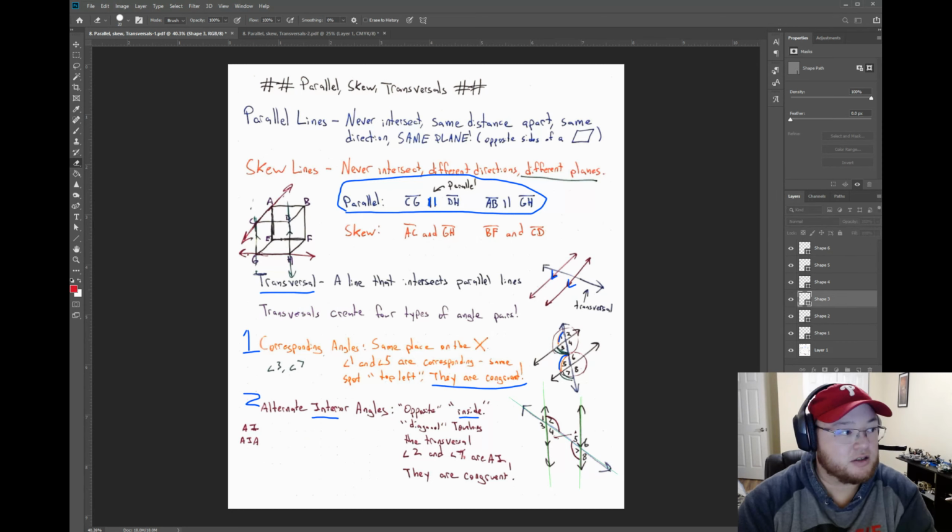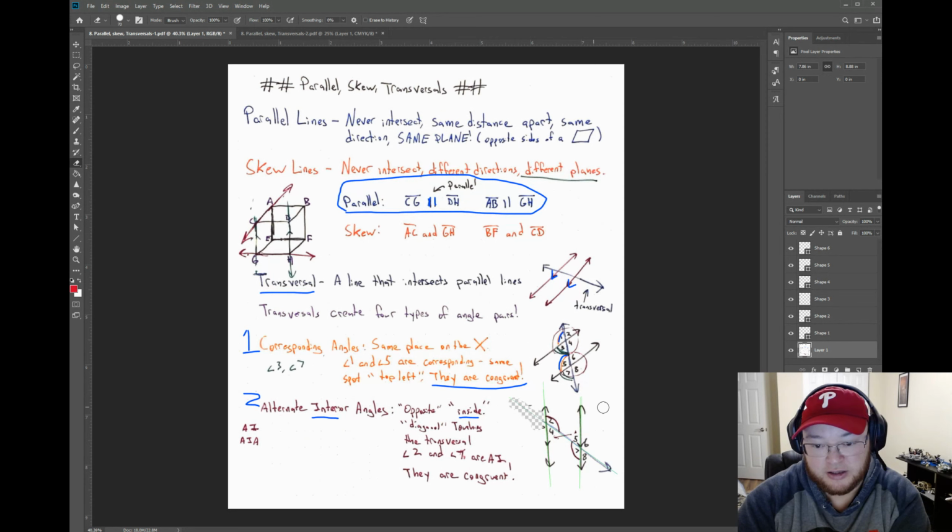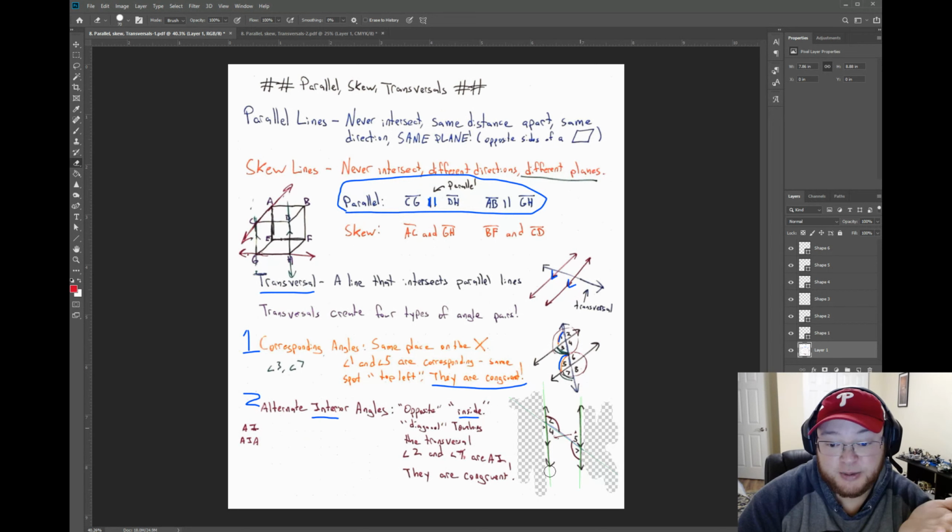You're ignoring everything. Well, that's literally deleting everything on the outside of the lines. So we're only thinking interior. 2 and 7 are alternate interior because they're touching that same middle line, but they're on opposite sides. They're diagonal. And then 4 and 5 are also alternate interior because they're on the inside of those lines, and they are diagonal from each other.